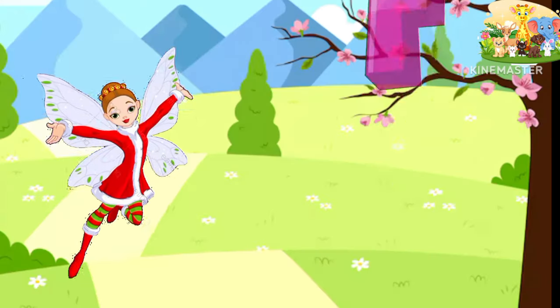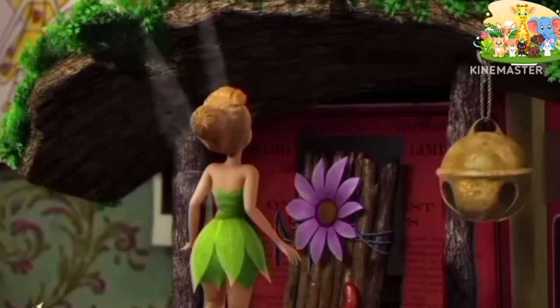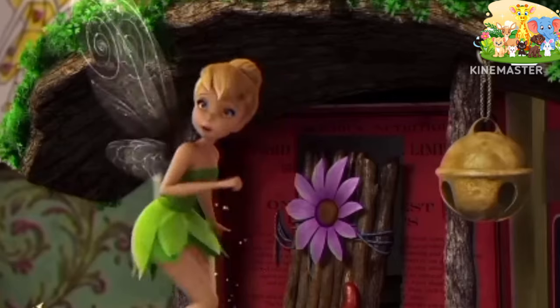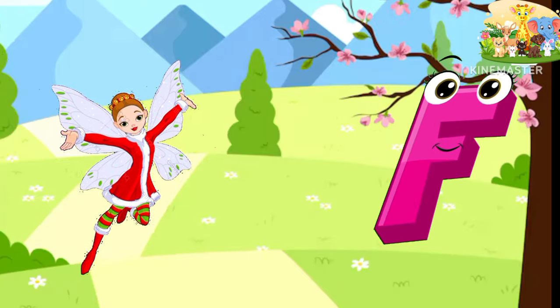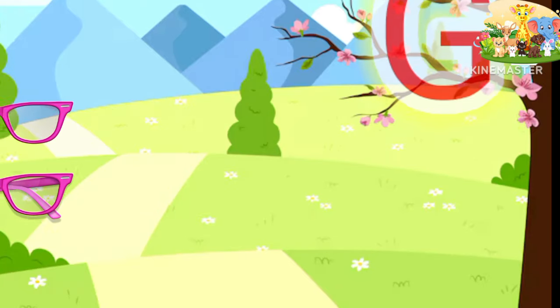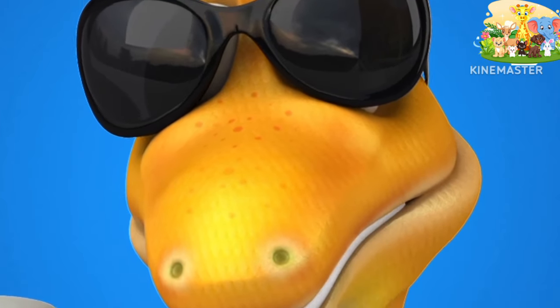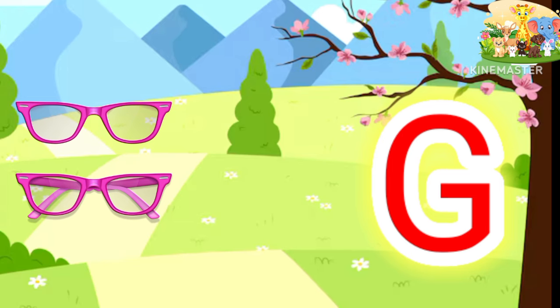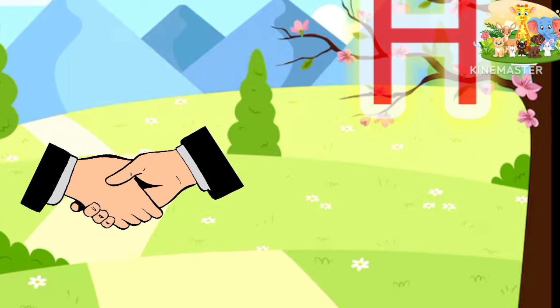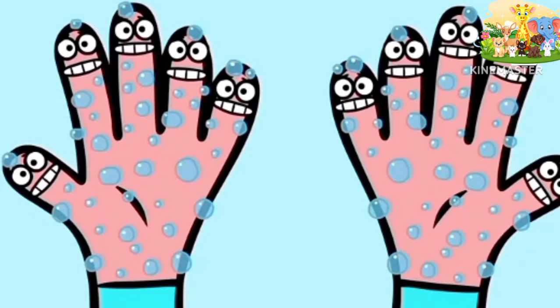F is for fairy, fairy. F, fairy. G is for glasses, glasses. G, glasses. H is for hand, hand.